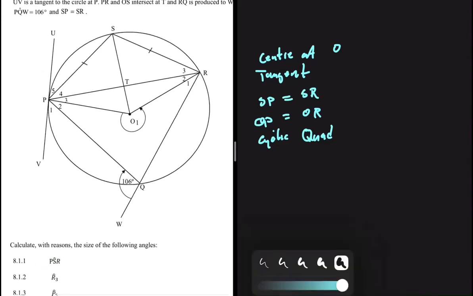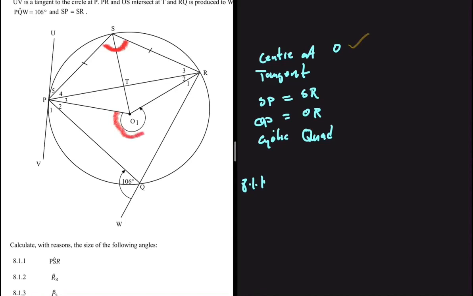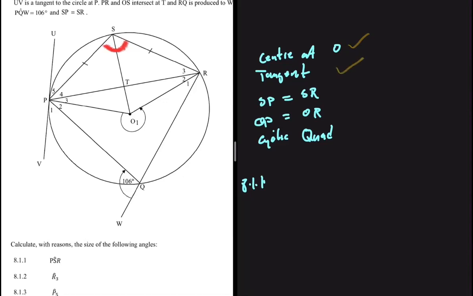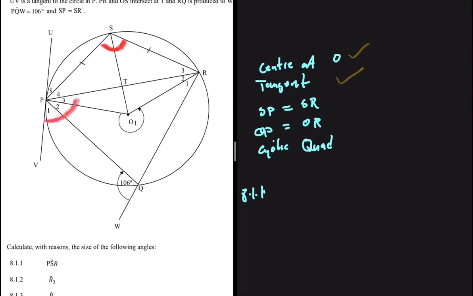Let's look at 8.1.1. The question is saying, let's determine, giving reasons, the size of angle PSR. So PSR is this angle right here. Let's go ahead and look at the first keyword, center. Well, if we add the size of O1, then O1 should be 2 times angle PSR. But we don't have the size of angle O1, so we cannot use that to determine PSR. Tangent. This angle here should be equal to PSR, but we don't have that angle as yet, so we cannot use that to find angle PSR.